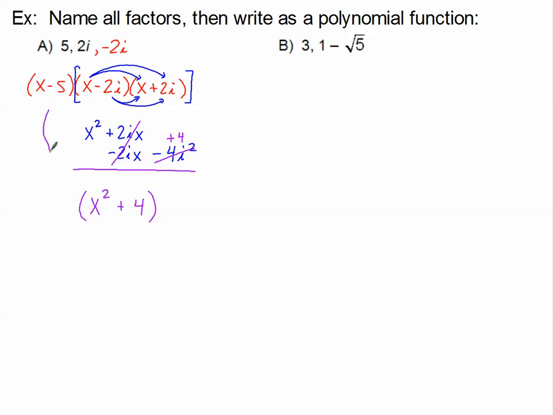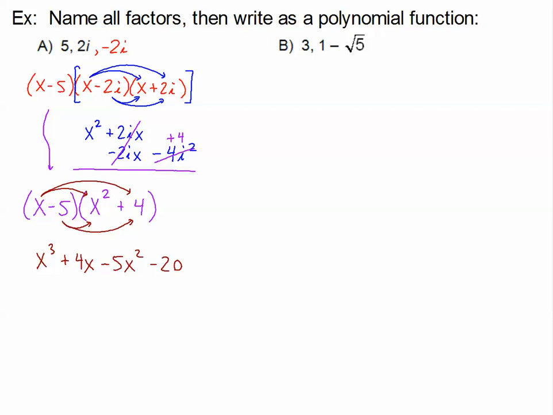Now don't forget that we still have this other factor to multiply, the x minus 5. And I will double distribute yet again. X times x squared becomes x cubed. X times 4 is 4x. Negative 5 times x squared is negative 5x squared. And negative 5 times 4 is negative 20.